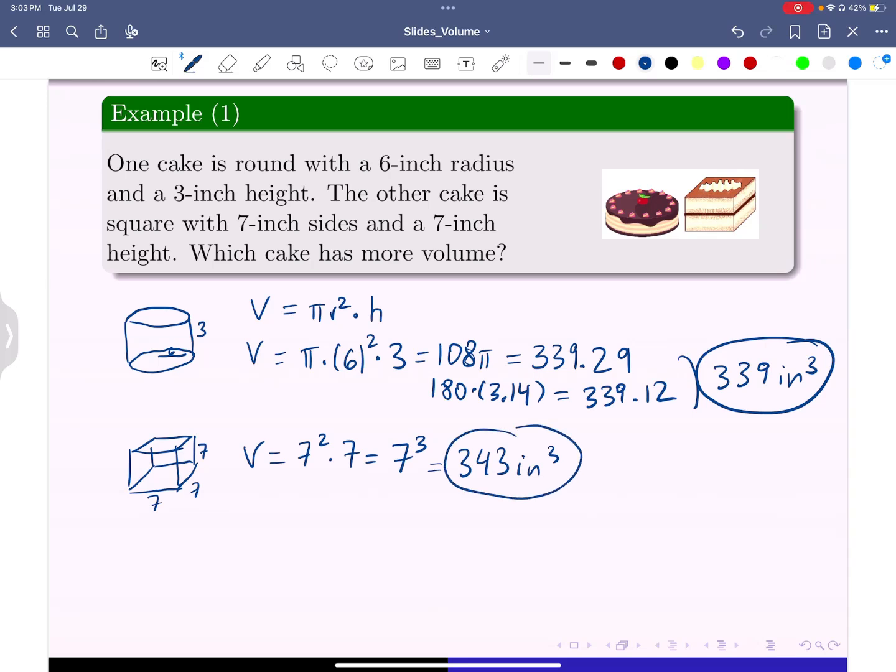So which cake has more volume? We can see this is 339, this is 343, so the square cake has more volume.